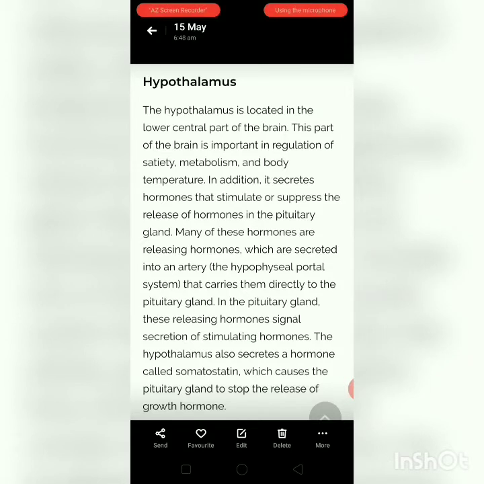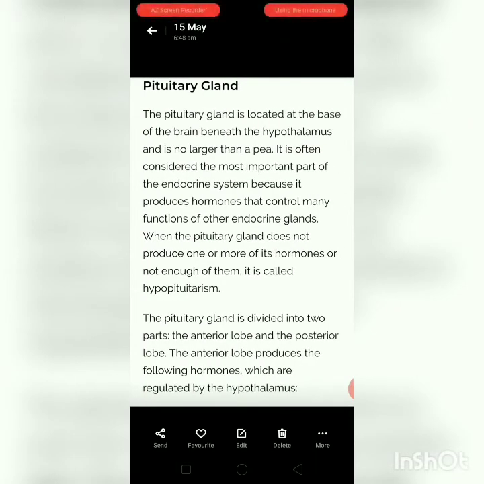The hypothalamus also secretes a hormone called somatostatin, which causes the pituitary gland to stop the release of growth hormone. Next one, pituitary gland. The pituitary gland is located at the base of the brain beneath the hypothalamus and is no larger than a pea. It is often considered the most important part of the endocrine system because it produces hormones that control many functions of other endocrine glands.